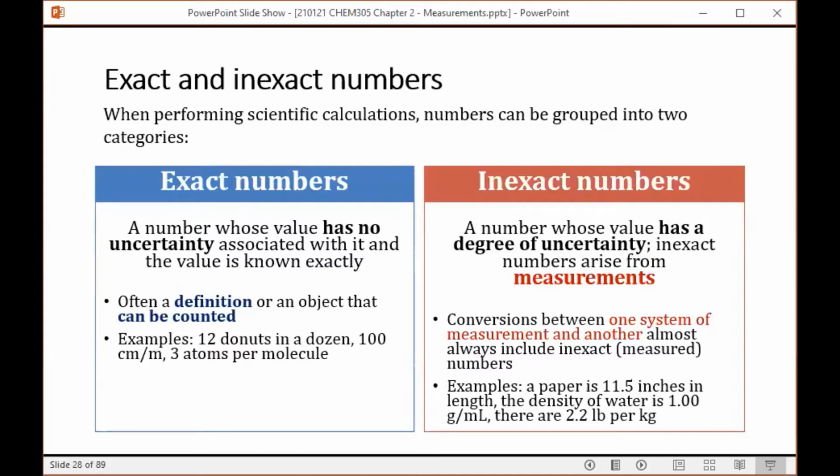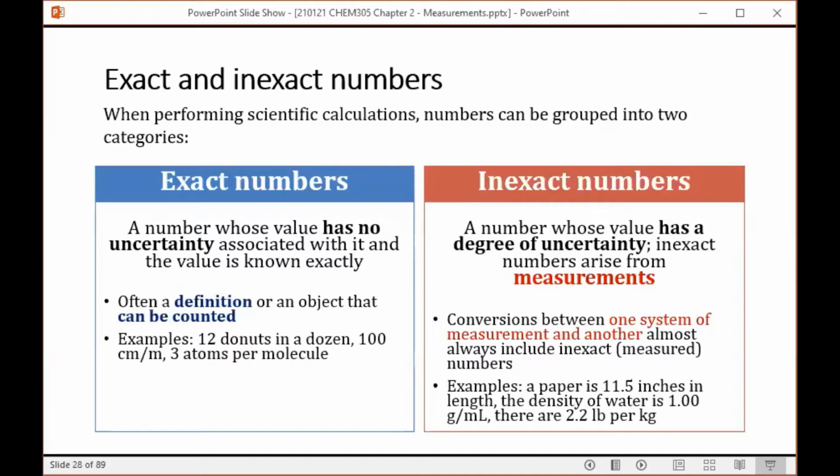An inexact number is a number whose value has a degree of uncertainty. These usually arise from measurements. Anytime you're doing a conversion between one system of measurement and another, it almost always includes some sort of inexact measured numbers. When you take a measurement, the result is going to be an inexact number, because when you take a measurement, there's always a little bit of estimating that happens. And when you're converting from one system of measurement to another, at some point a measurement was taken to do that conversion to figure out how many grams are in 1 pound. We had to measure that. So to convert from grams to pounds, that also includes an inexact number.